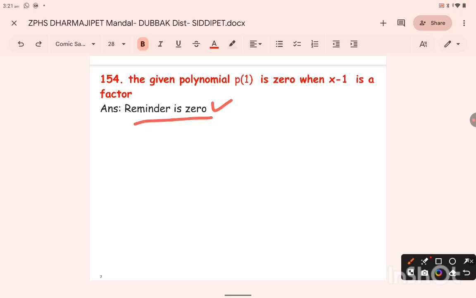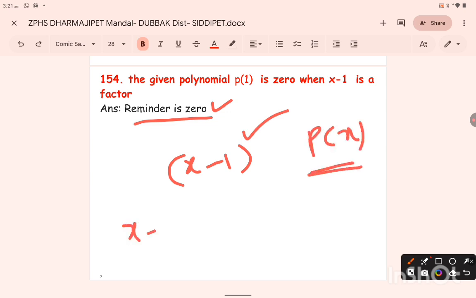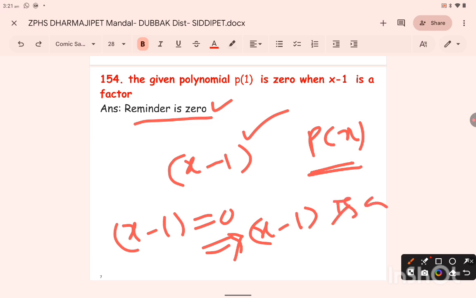Is it clear? When p of x is divided by x minus a, here x minus 1, according to the division rule, the remainder theorem, the remainder is p of 1. If the remainder p of 1 is equal to 0, then x minus 1 is a factor of the polynomial p of x. Remainder equal to 0 implies x minus 1 is a factor of p of x.